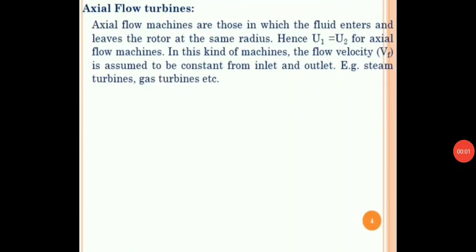What do you mean by axial flow turbines? The axial flow machines are those in which fluid enters and leaves the rotor at the same radius. Hence, U1 is equal to U2 for axial flow machines. In this kind of machine, the flow velocity Vf is assumed constant from inlet to outlet. Examples of such turbines are steam turbines, gas turbines, etc.